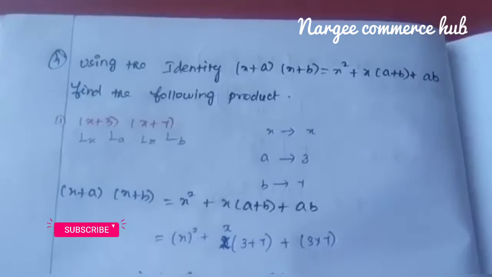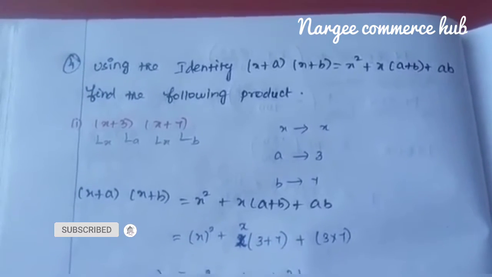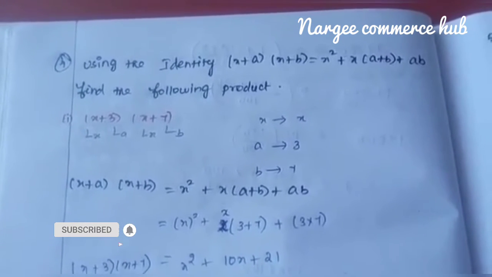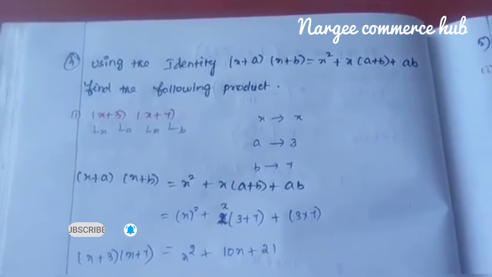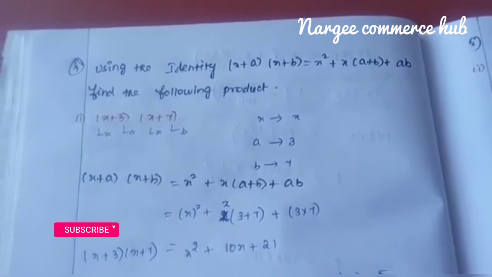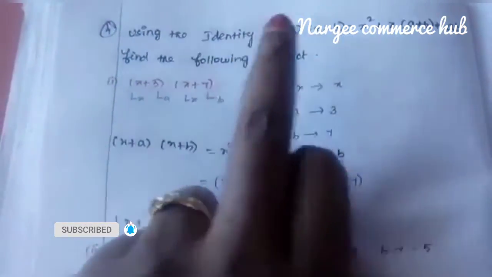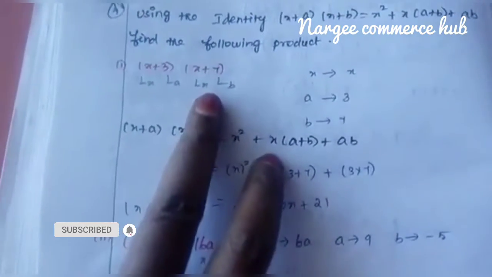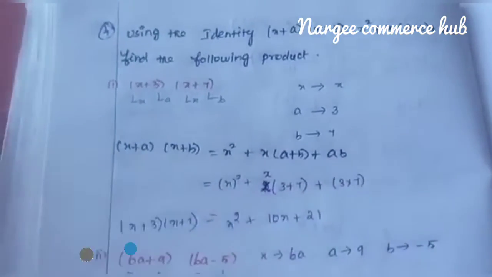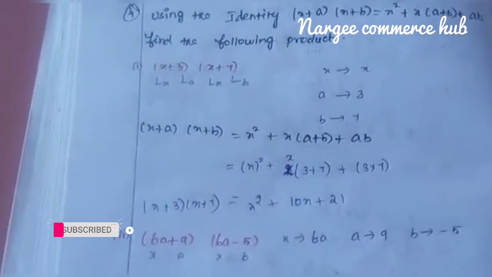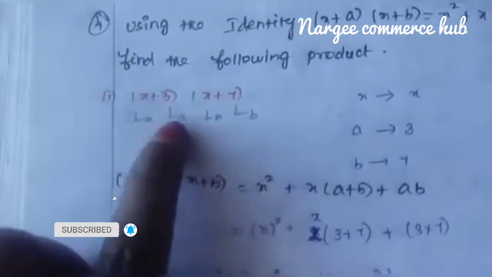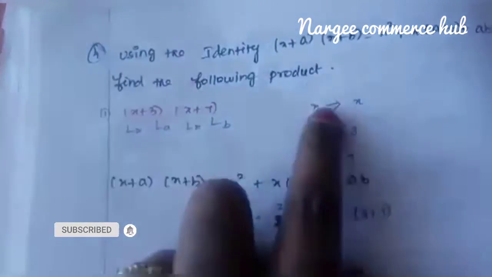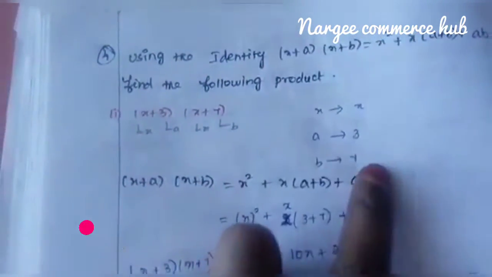Okay. Next sum: using the identity x plus a into x plus b equals x squared plus x into (a plus b) plus ab. They have given us the formula. Another name for the formula is identity. By using this formula we can solve our problem: x plus 3 into x plus 7. We can simply substitute the values. Here x is x, a is 3, x is x, b is 7.